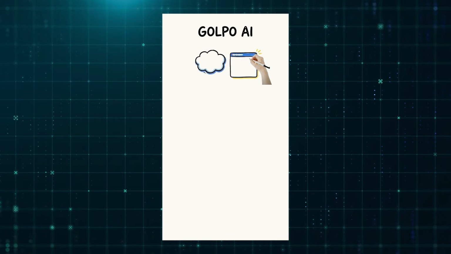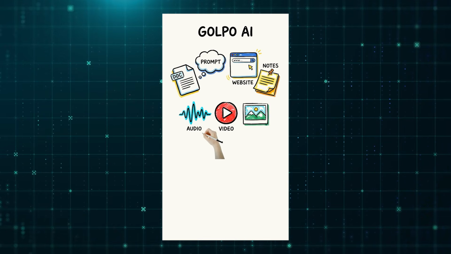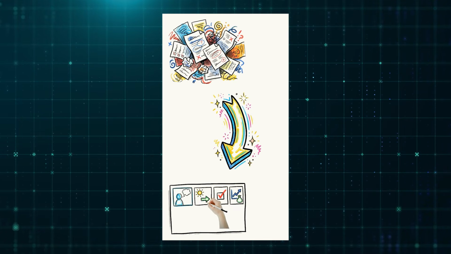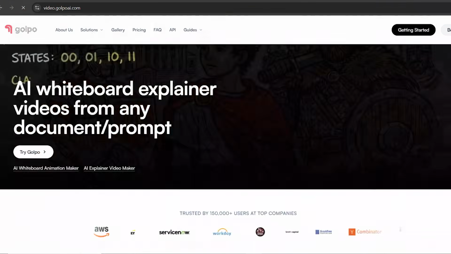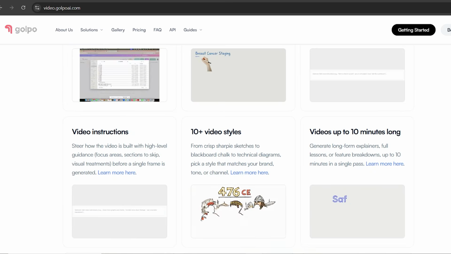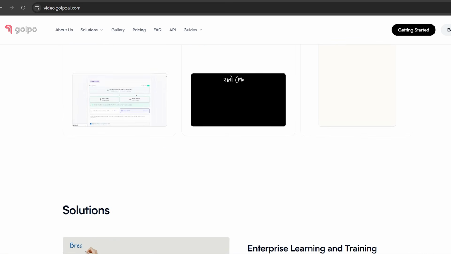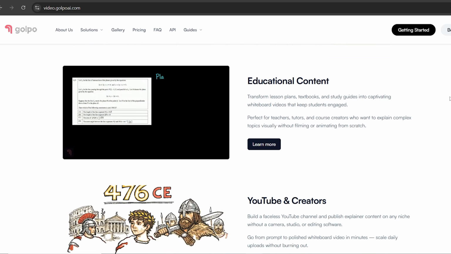Marketing and product teams turning documentation into shareable explainers. Anyone who prefers whiteboard-style teaching content over talking head or slide deck formats. The whiteboard format works because the drawing unfolds as the concept is explained. Elements appear on screen at the moment they're relevant to the narration.